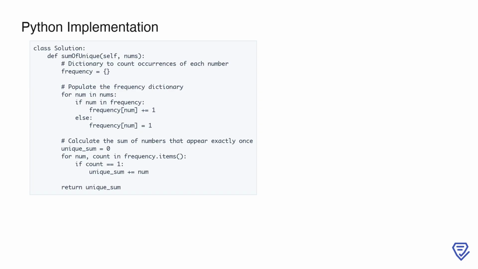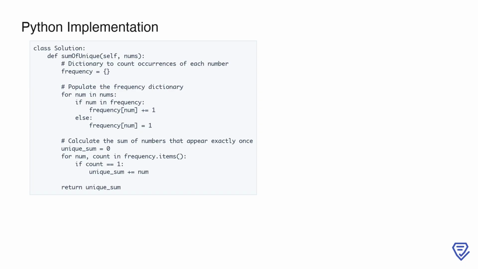To populate this dictionary, we iterate through the list nums. For each number, if it already exists in the dictionary, we increment its count by 1. Otherwise, we add it to the dictionary with an initial count of 1. This step ensures we know how many times each number appears in the input list.